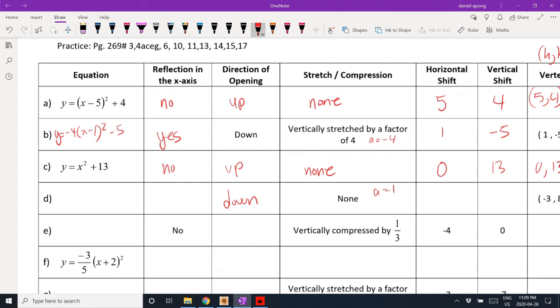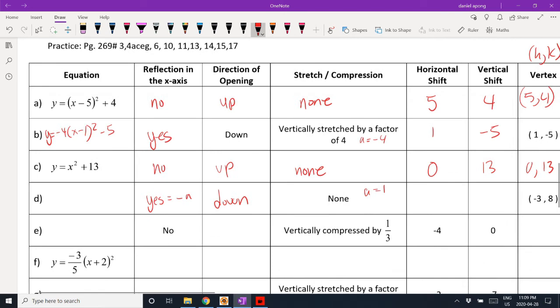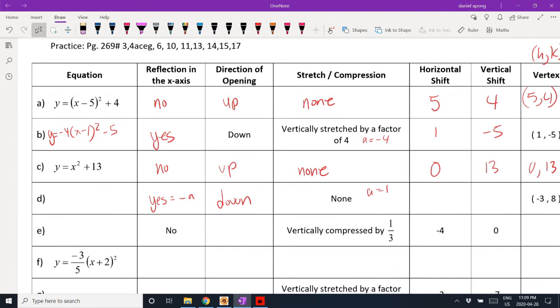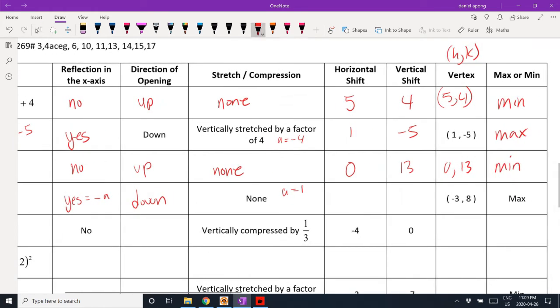And that means there is a reflection. So yes, so A is going to be a negative number. So say negative A. And because there is no stretch or compression, we know A is equal to negative 1. So we know that's true. And then we have our vertex is at negative 3, 8. And so that's our H and K values.